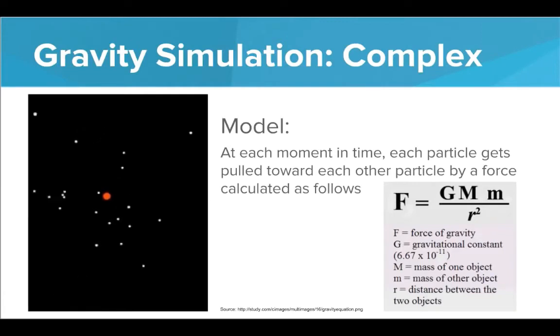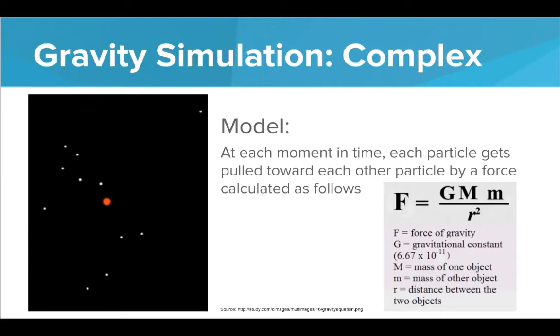How this is working is that at each moment in the simulation, every single particle is getting pulled towards every other particle by a force that is calculated using this equation. The force is equal to some gravitational constant times the mass of the first particle times the mass of the second particle divided by the distance between them squared. And it does that for every single pair of particles. So that's a lot of computation to do to calculate how these particles are getting pulled around. And maybe that's what you need. Maybe you need that level of precision.